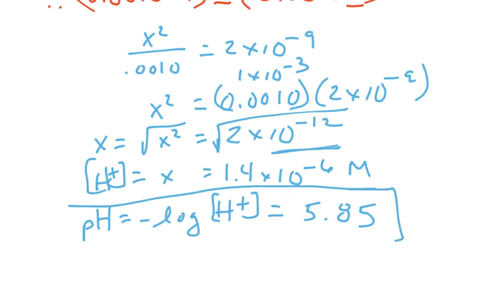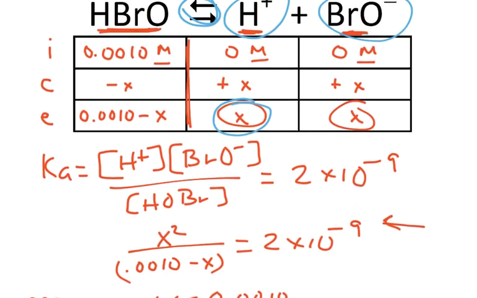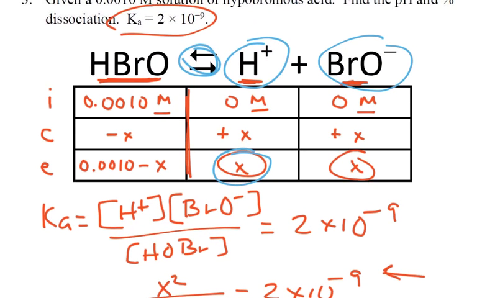What's the pH of this solution? Now the other question is, what is the percent dissociation? We say this is not dissociating very much. So of all this that started, how much of it actually is dissociating? So what we really want to say is X divided by 0.0010 times 100. That will give us our percent dissociation.